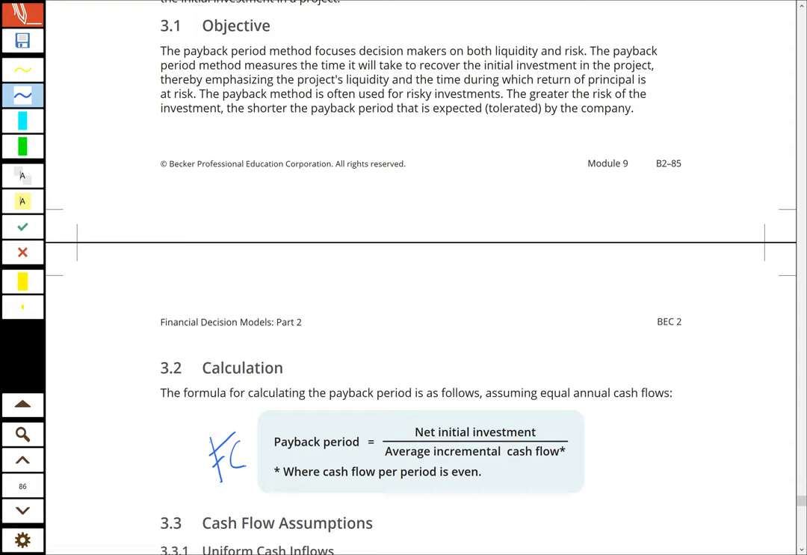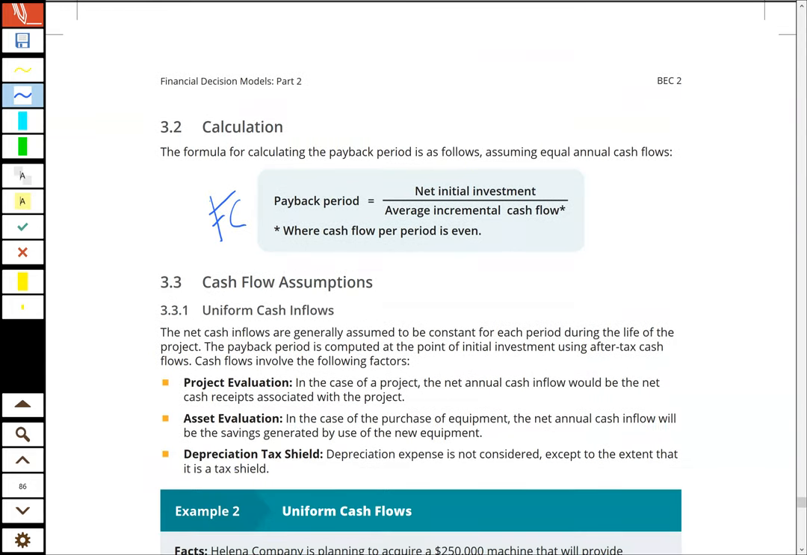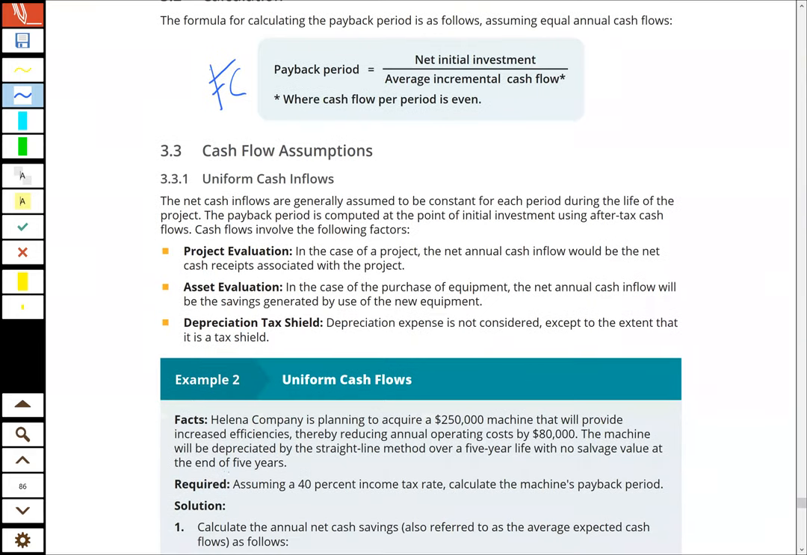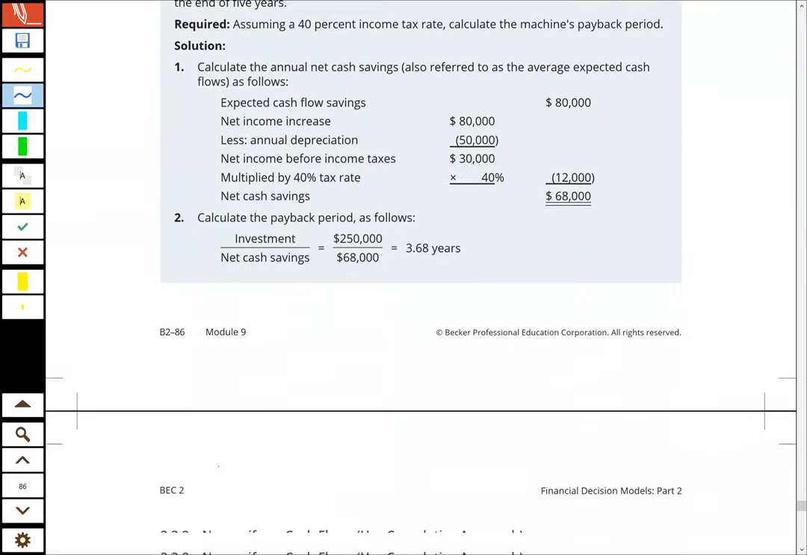And all I would do is then compare that to the number of years that I've set up as a hurdle rate, if you will. If I say I'm not going to accept any project in which I have to wait more than 5 years to get my money back, then if that number comes out greater than five, you'll reject that project. If it comes out less than five, then you might go ahead and accept that project.